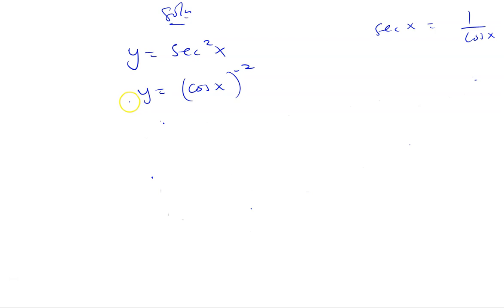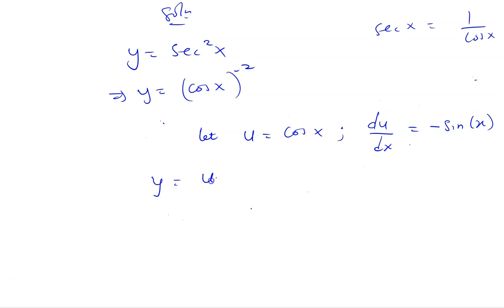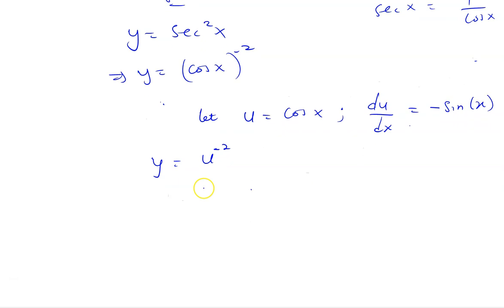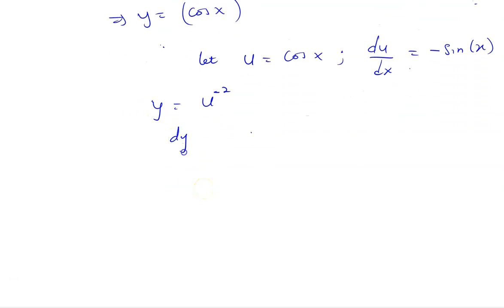Now that we've been able to arrive at this, we can say that if you let u be equal to cos x, there ought to be du on dx. du on dx will be given as minus sine x. Okay. So now, if u is truly cos x, then y will be u exponent minus 2. So in that case, dy on du will be given as minus 2u.